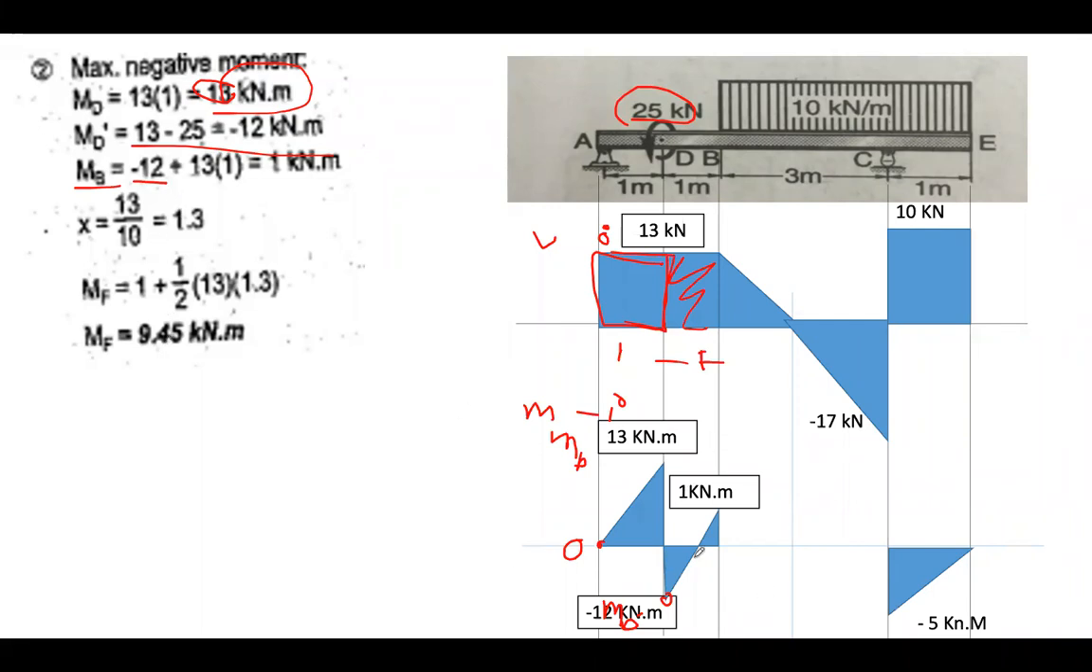Okay. So you have this area, 13 times 1. So you have negative 12, and then negative 12 plus 13 will become 1. So this is, we just have to connect because this one is 0 degree. In other words, this one is first degree.